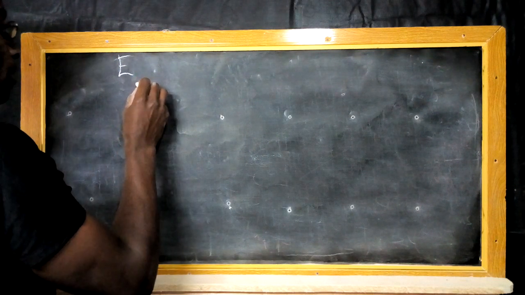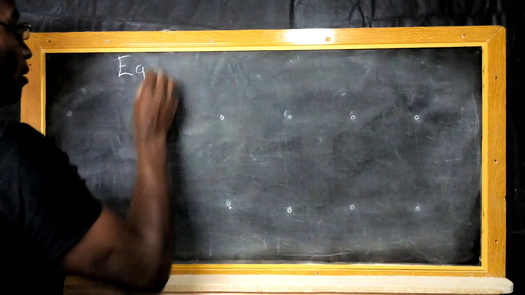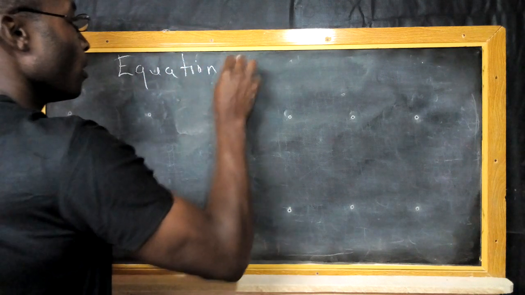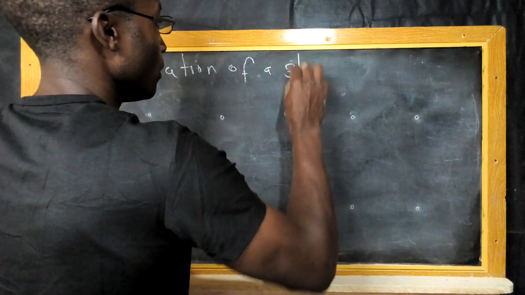So as I've said, today we're going to look at an aspect of mathematics, which is the equation of a straight line.